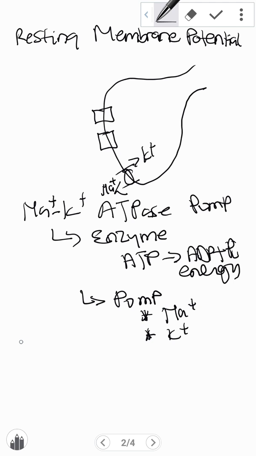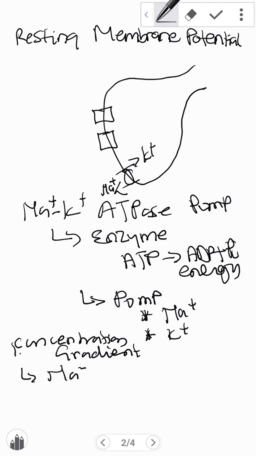Now, because sodium is pumped out, we have a concentration gradient that is formed, and sodium is more in the ECF, extracellular fluid. And because potassium is pumped into the cell, we have potassium that is high inside the cell. Okay, so there we have the concentration gradient formed.